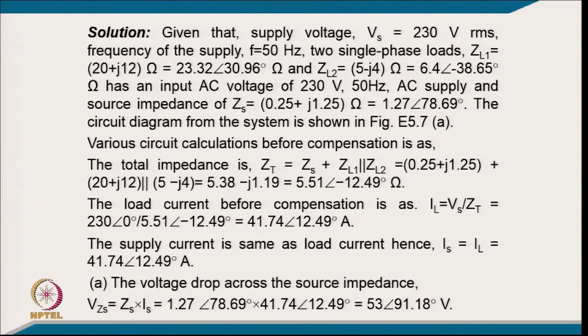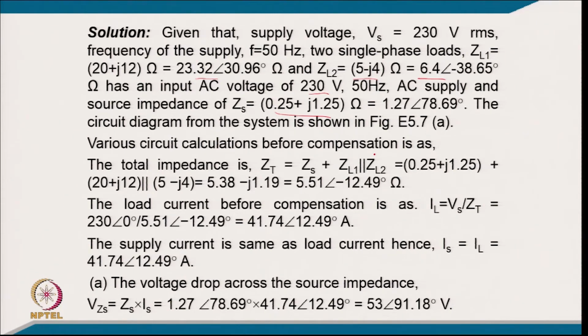So, coming to the numerical part of this, given that the supply voltage Vs is 230 volt RMS and the frequency of supply is 50 hertz, and two single phase loads ZL1 equal to 20 + j12, that is 23.32 at the angle of 30.96 degree ohm, and ZL2 equal to 5 - j4 ohm, which comes to 6.4 at the angle of minus 38.65 degree ohm, and has an input AC voltage of 230 volt, AC supply impedance of 0.25 + j1.2 ohm, and the circuit diagram is shown in the figure.